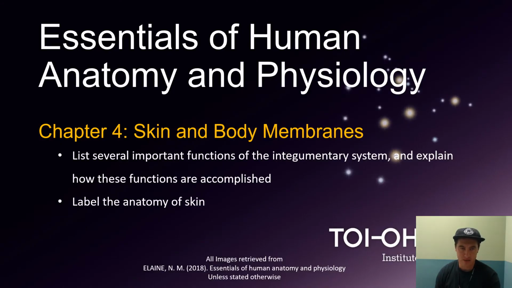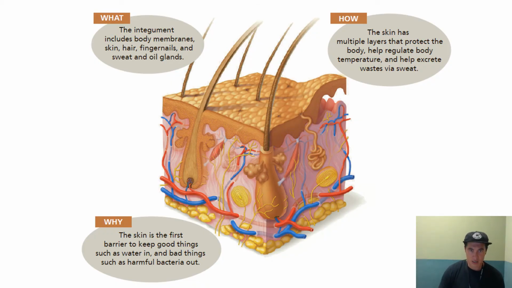Okay, part B, which is a little bit more specific to skin and a lot of the epithelial structure of tissue. So here's our example of our integumentary system, which is mostly skin, but not only. But the integument includes body membranes, skin, hair, fingernails, and all of the glands which we find within skin. The skin is multiple layered, protects the body, helps to regulate body temperature, and helps to excrete waste via sweat.